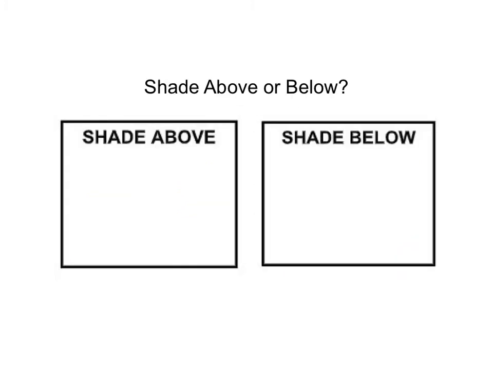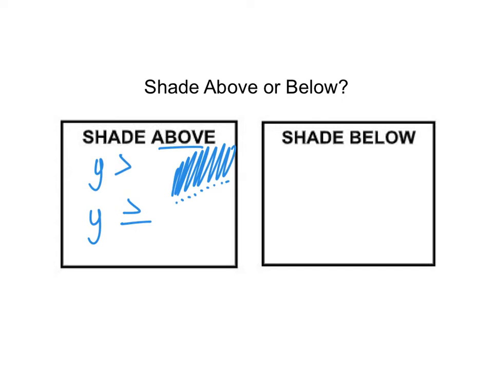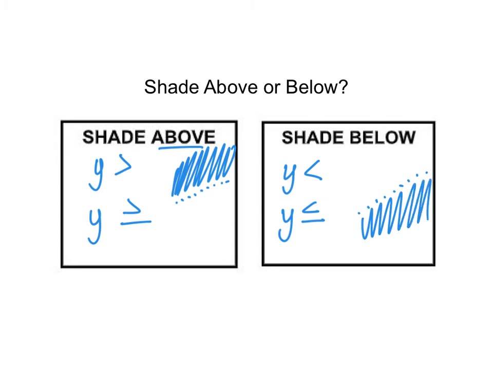Now, this is a little bit tricky. So if you have y greater than or y greater than or equal to, you're going to be shading above the line. So for example, if you have your dotted line like this, you will be shading above because you want all the y values that are greater or above that line. So on the other hand, if we're shading below, so y is going to be less than or y is less than or equal to, if you have that dotted line, you would be shading below on that graph.